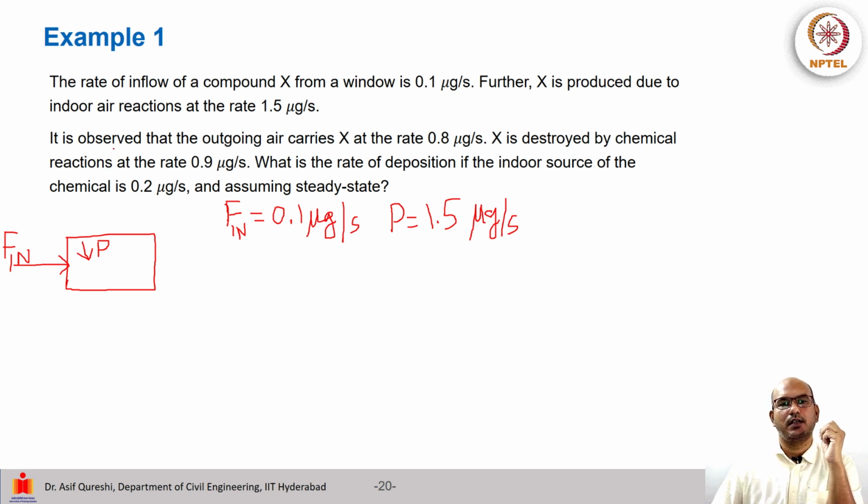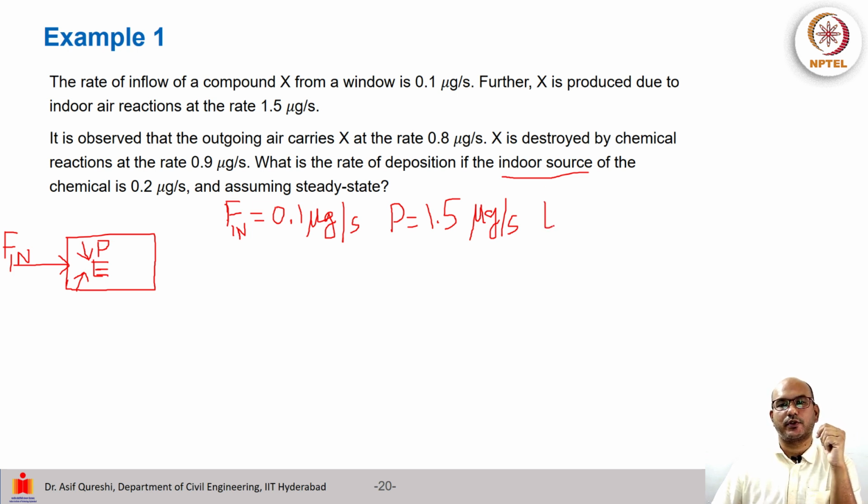Now the other source would be emissions. So let's see. It is observed that outgoing air carries X. So this is outgoing. X is destroyed by chemical reaction. So looks to be a loss. What is the rate of deposition? This is another loss. If the indoor source of chemical is 0.2 microgram per second. So here we are talking about an indoor source. So this is more like an emission term. This is a source, not the summation source. This is the indoor source. So this is the emissions that are occurring indoors.